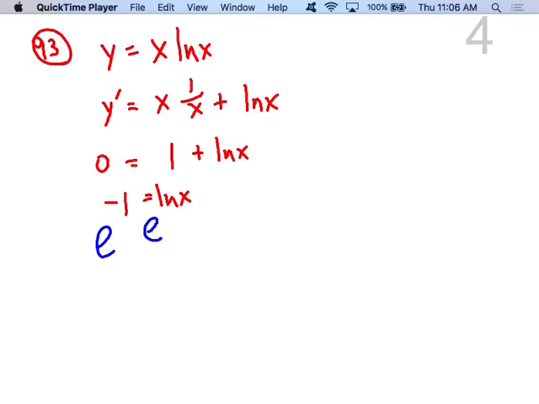If you didn't, you should have learned the take the natural log of both sides trick, or the e to the trick. So this is 1 over e. What's e raised to the natural log of x? X.